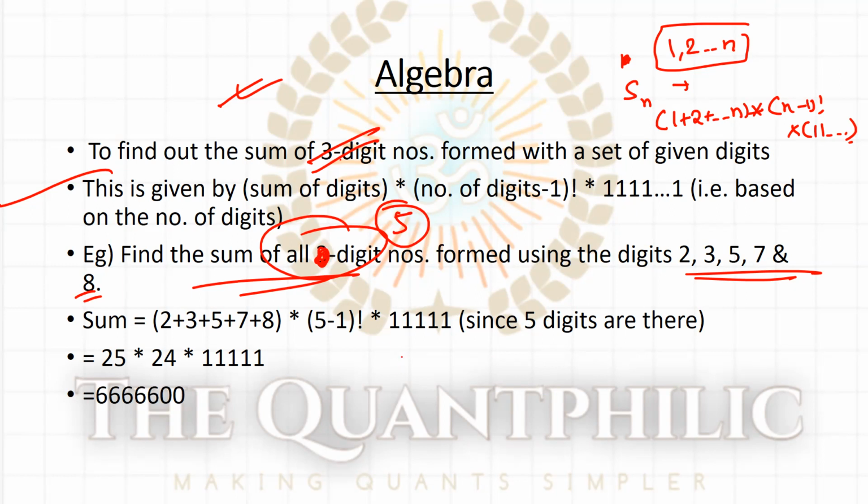Okay, so this will basically be the sum of all the digits of what? Sum of all, and n is 5 now. So (n minus 1) factorial into 11111, 5 times. So this is the answer to this question. This won't be 3. This is the type of question. This will be 5. Okay.